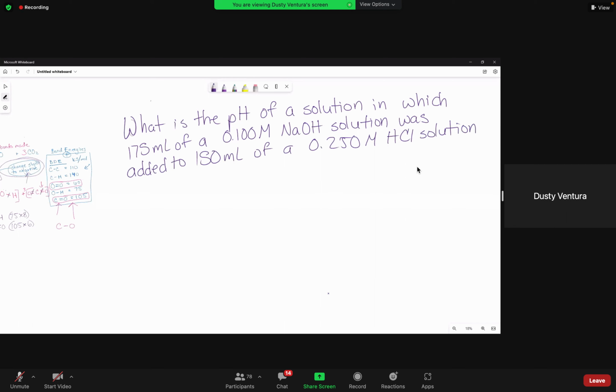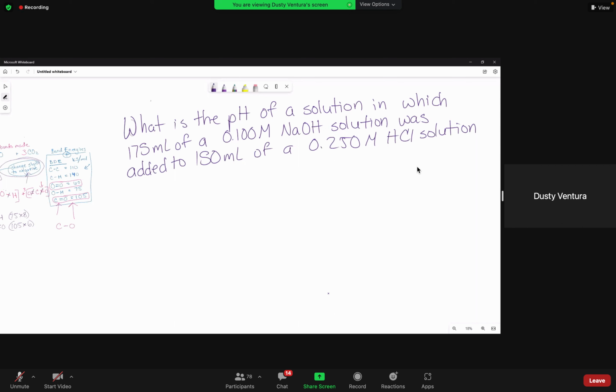Okay, so this one is kind of complicated. Excess reactant is what's going on here. So first, step one is balance the chemical equation.